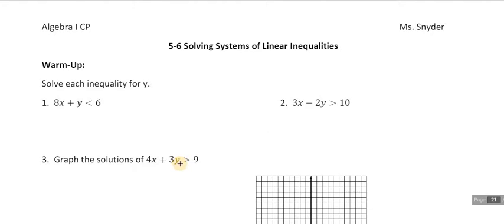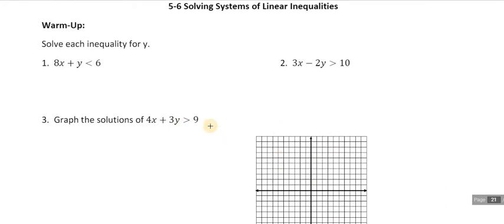Keep in mind, once you get y completely alone, we have to draw our boundary line based on our slope and our y-intercept. And then we need to determine, do we have a dashed boundary line or a solid boundary line, and do we shade above or below? So take a few minutes and complete your warm-up problems.